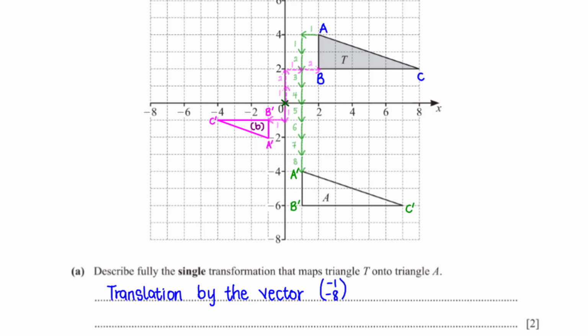After repeating this same process for all the vertices, we are now able to map out this new image of triangle T.